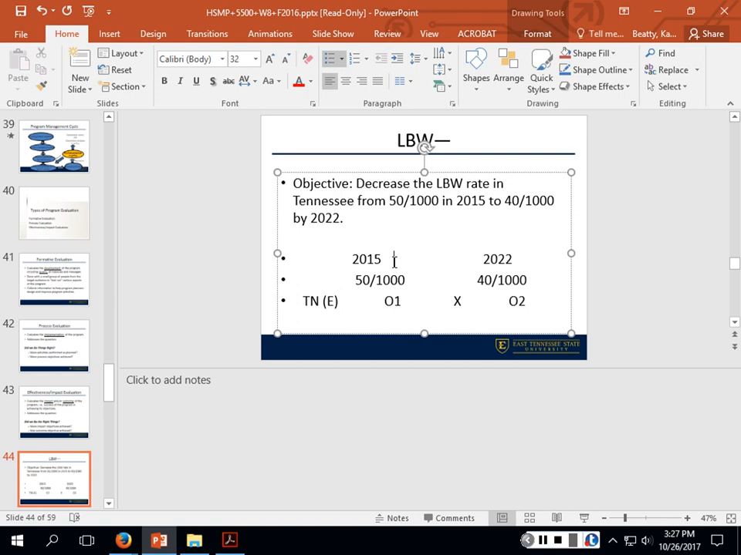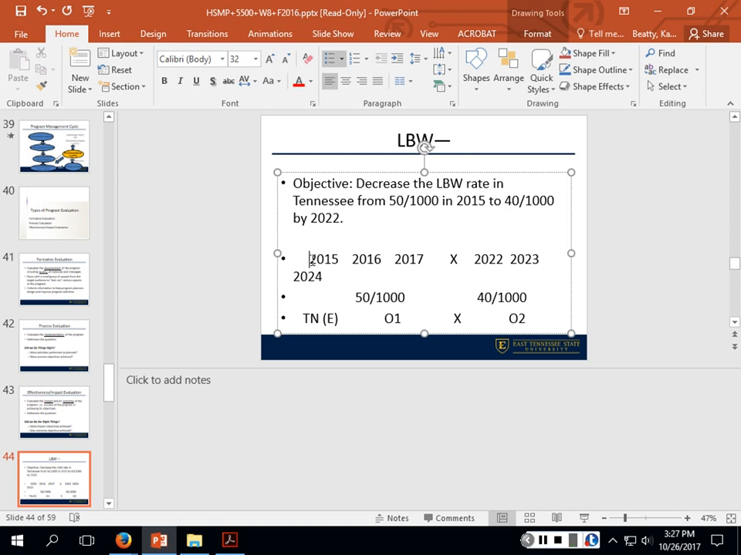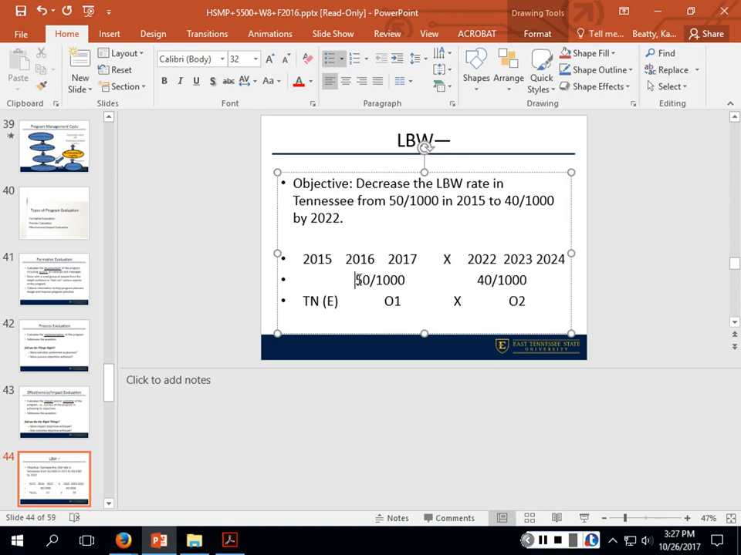So we'll have 2015, 2016, 2017, then we'll deliver the intervention. Then, in addition to 2022, at the end of the intervention, we continue to collect data in 2023, 2024. So we can have multiple observations before and after.